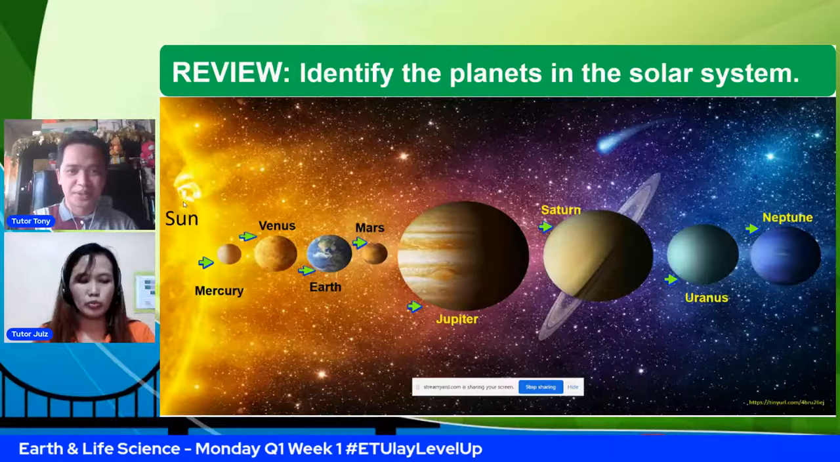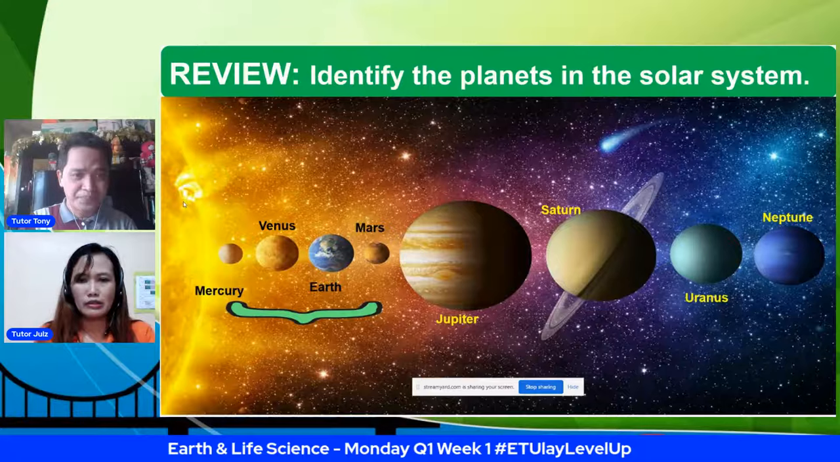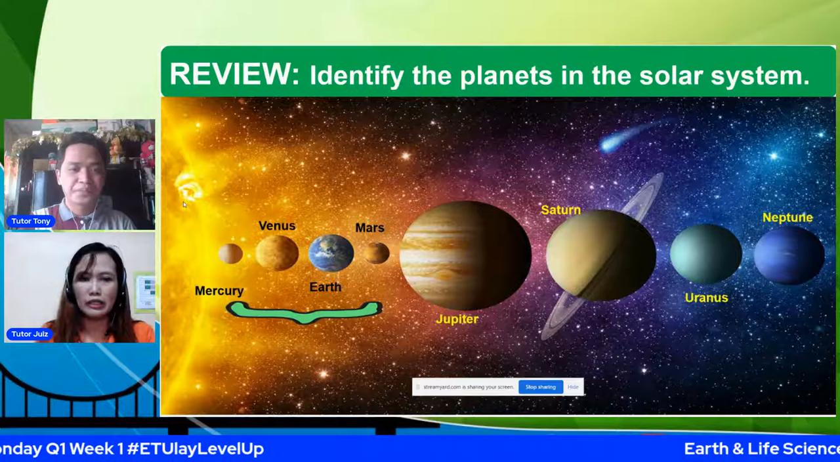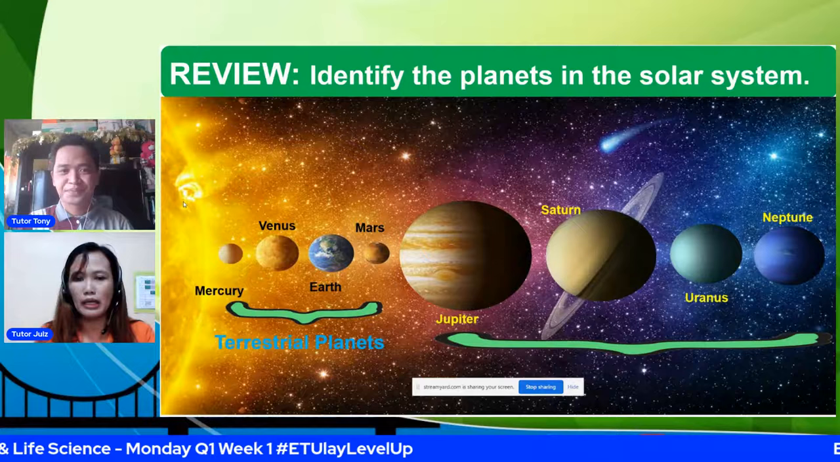All right, so I think we're now ready. We have already identified these planets, and these planets are divided into two in terms of their regions or locations. The inner planets, Mercury, Venus, Earth, and Mars, are known as terrestrial planets. The outer planets, Jupiter, Saturn, Uranus, and Neptune, are known as Jovian planets.